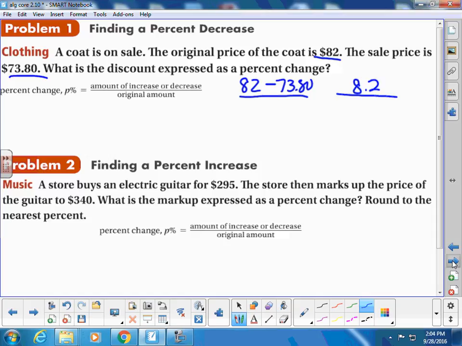Be careful, because it says divided by the original amount. So the original cost is the 82. So I'm going to have 8.2 divided by 82, which is 0.1. And it says percent change, so to get percent, I'm going to move it over 2, and it changed by 10%. So it was a 10% discount on the 82.